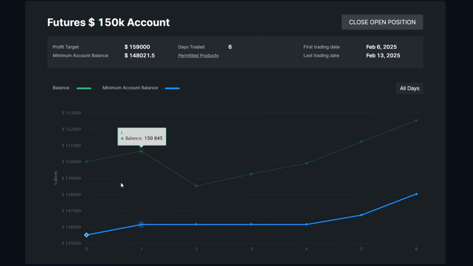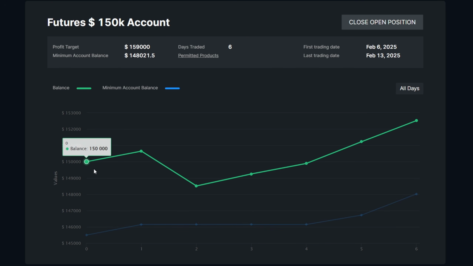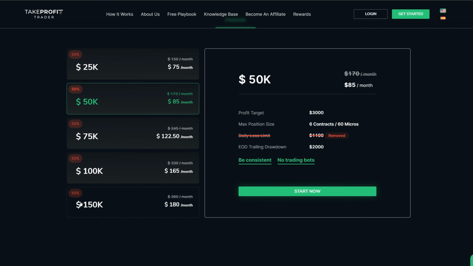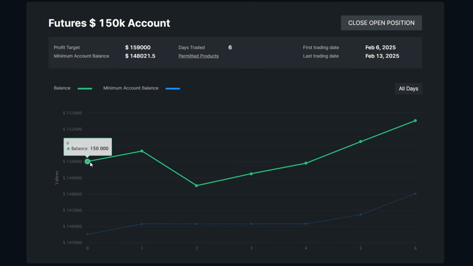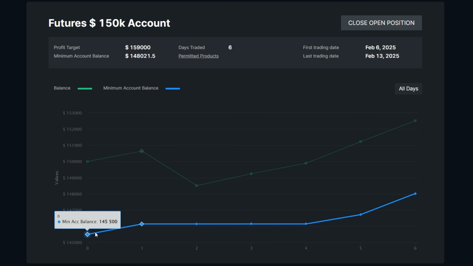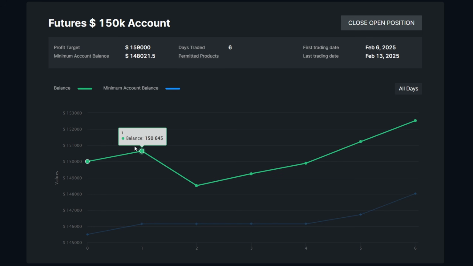Notice in the 150K account, we get $4,500 of drawdown. Now, how do we know that? You can click right over here on the 150K account. It shows you end of the day trailing drawdown $4,500. So on day number one, I have that whole entire $4,500 to draw down. Then on day number one, I make a little bit of money, roughly 645 bucks. And notice the trailing drawdown actually moved up. On day number one, my account could never drop below $145,500.